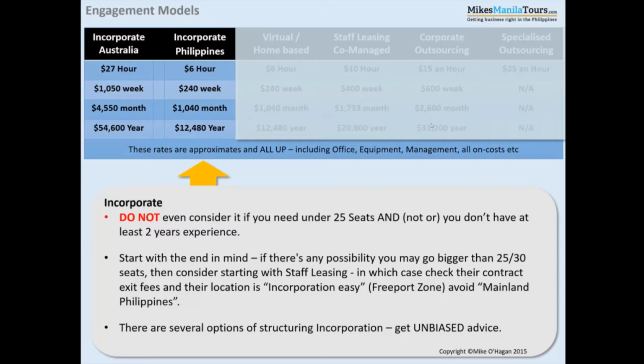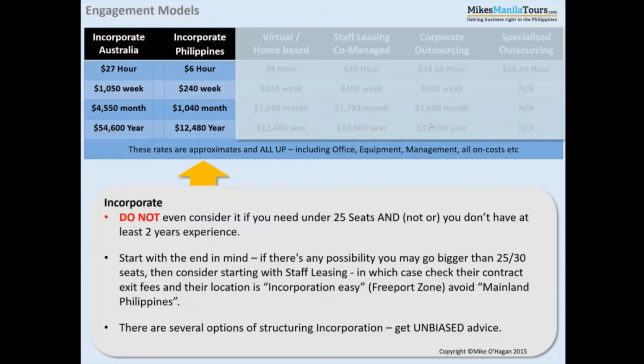So if you are going to start here, you need to start with the end in mind. If there's any possibility you're going to go bigger, you need to start with a solution, a third-party provider probably, who's got good friendly terms and conditions. If you want to go out and incorporate, you need to be able to take your staff easily without paying too much in penalties, and you need to be in a location that's incorporation easy, which, as I mentioned before, there's a couple of very special economic zones here where it is a lot easier.